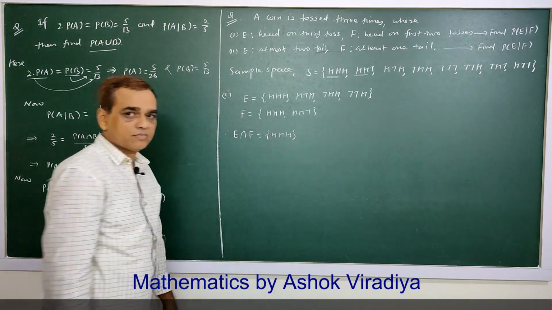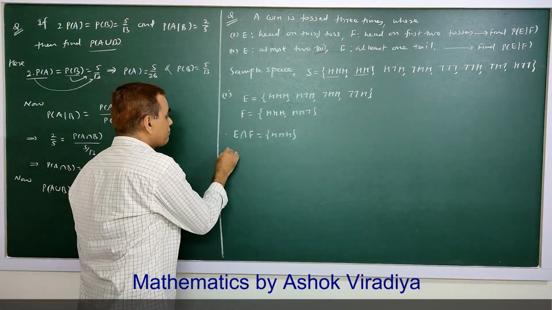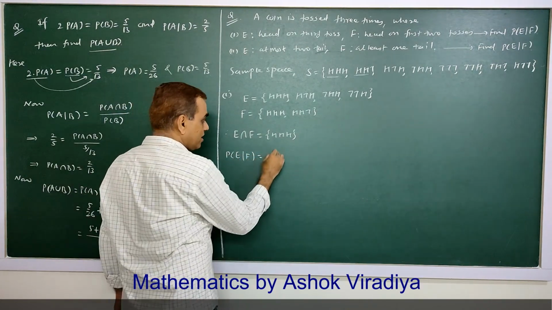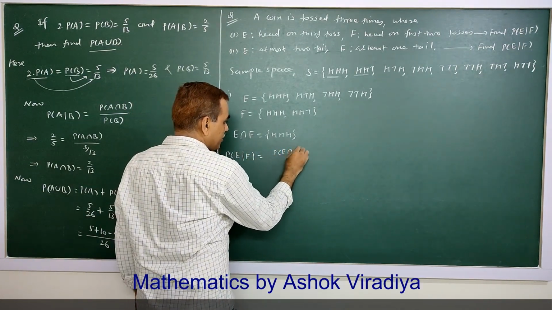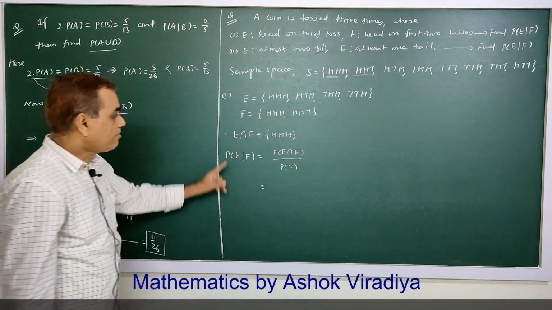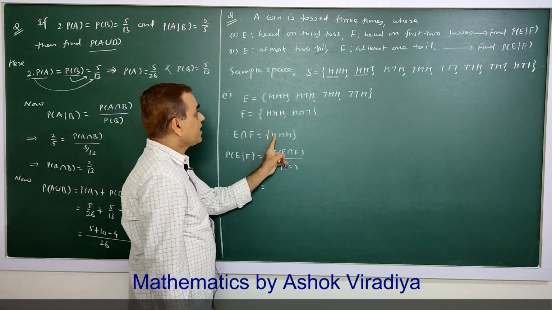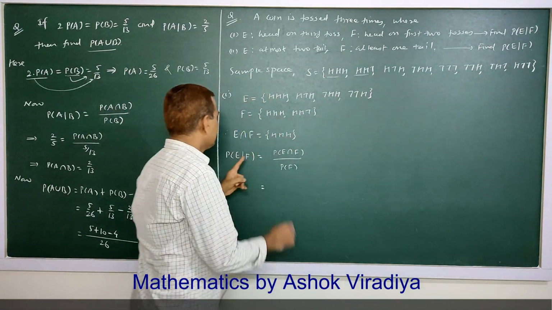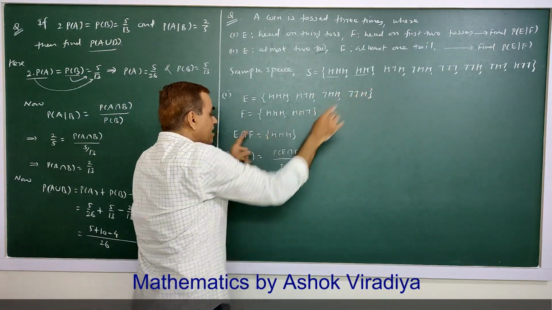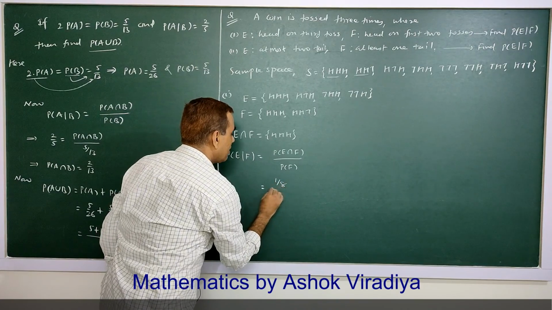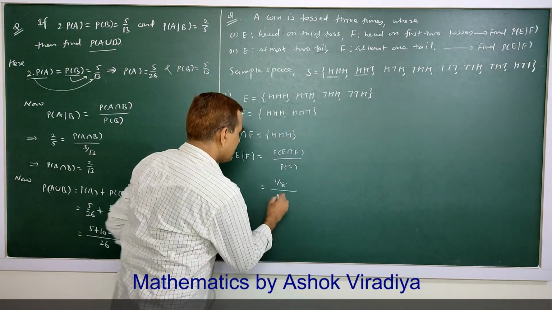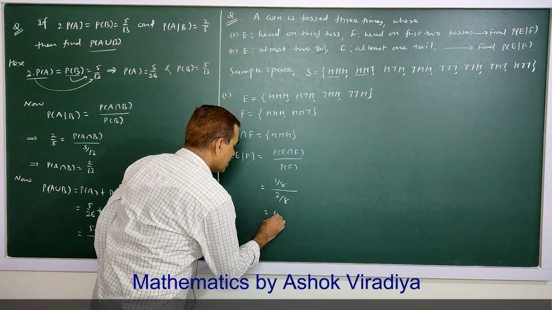Now, probability of E by F is by formula P of E intersection F upon P of F. Now probability of intersection, that is 1 by 8. Here E intersection F has one element, sample space has 8 elements, so it is 1 by 8 upon probability of F, that is 2 by 8, so this is 1 by 2.